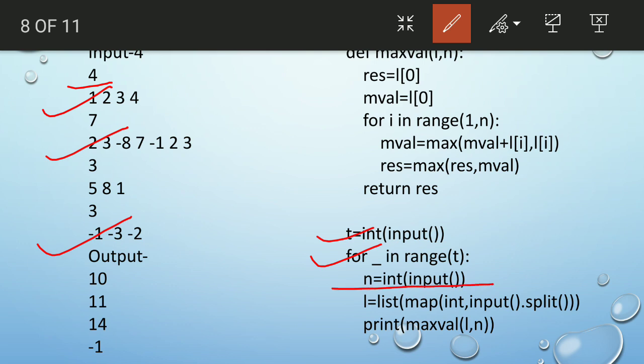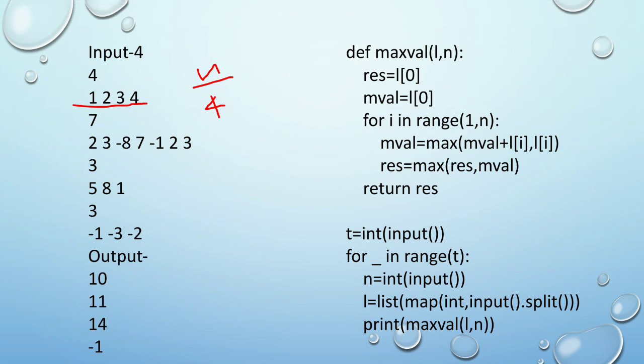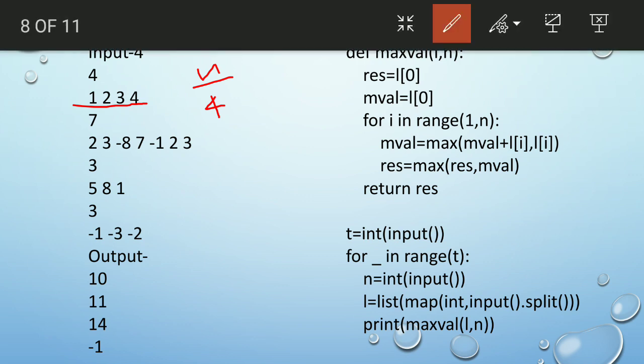Now n contains the value of 4. Now list contains your 1, 2, 3, 4. N contains your value 4, and list is this one. Okay, so print max value L comma N. So why I am giving you questions in def also, like in the function, by creating your own user defined function? Because most of the questions are asked in the function only in the campus drives. So that's why I am giving you in the function. So this is the function call, and here is the user defined function.